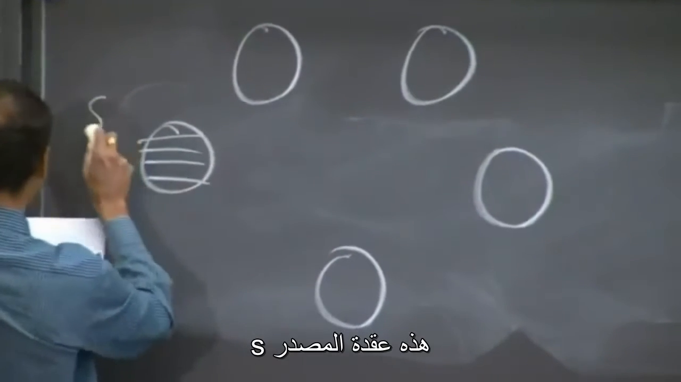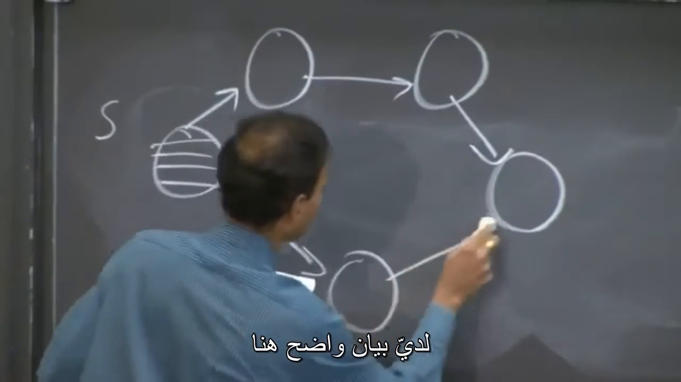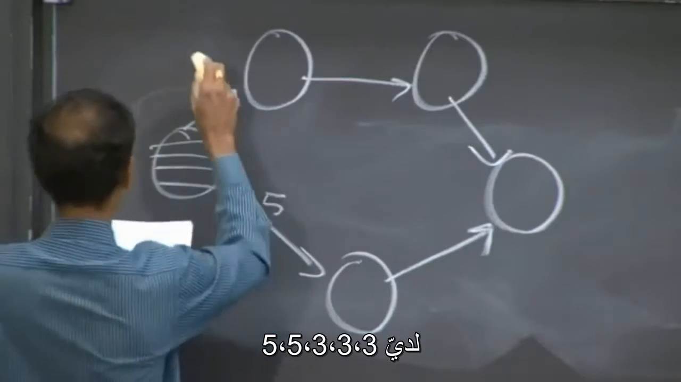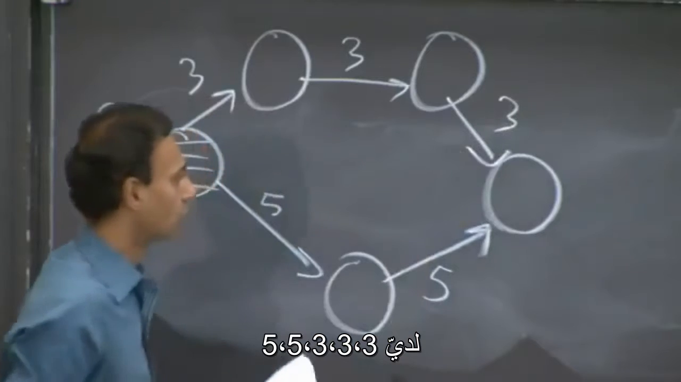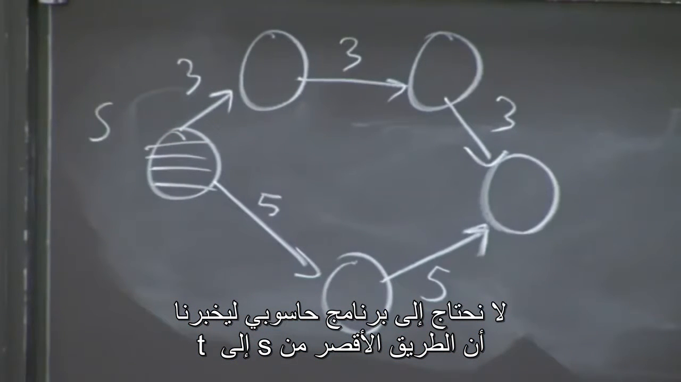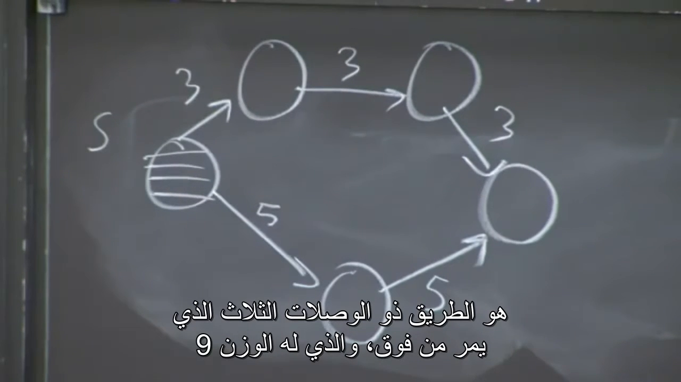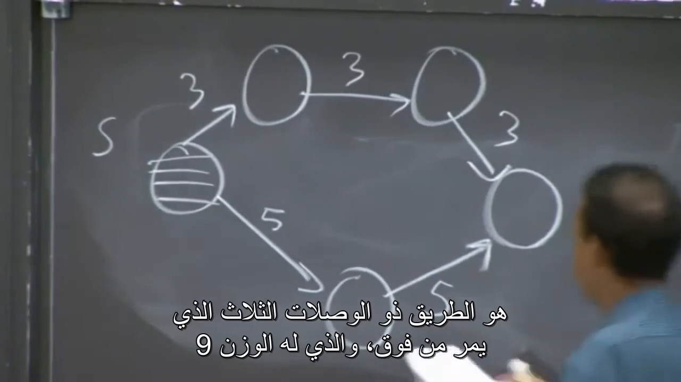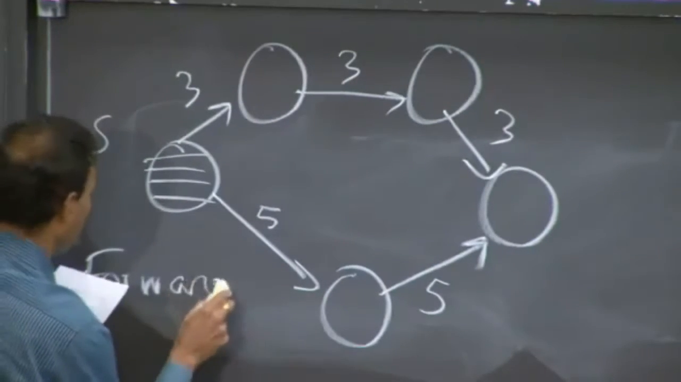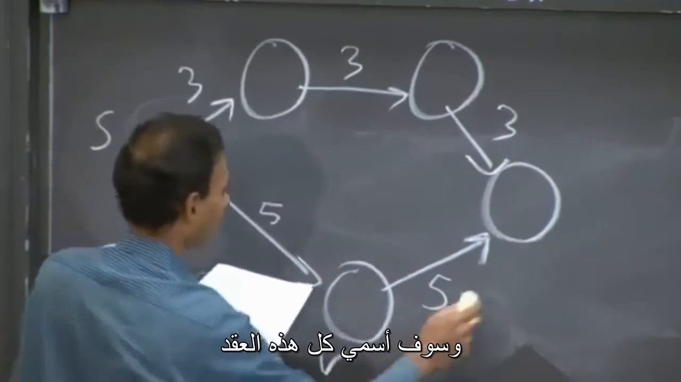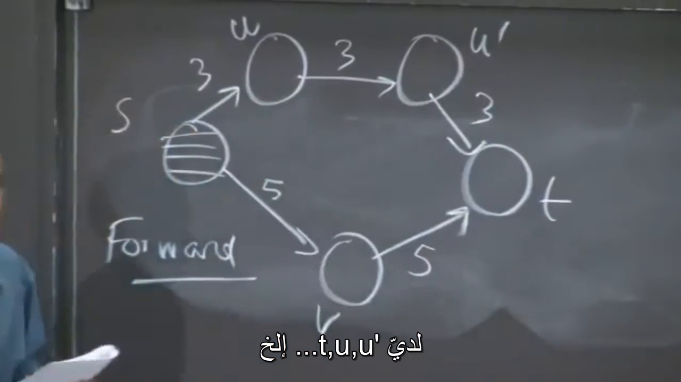So that's my S over here, and I have a fairly straightforward graph, with weights 5, 5, 3, 3, 3. We don't need a computer program to tell us that the shortest path from S to T is the path with 3 edges that goes on top, which has a weight of 9. All right, so this is the forward search. I'm going to call all of these vertices names: U, U prime, T, etc.